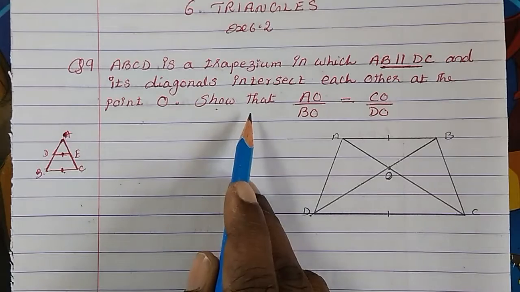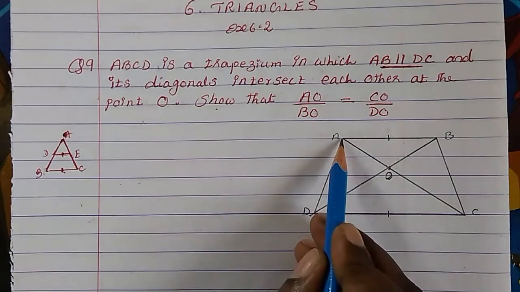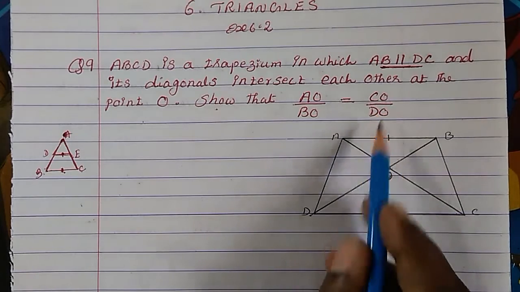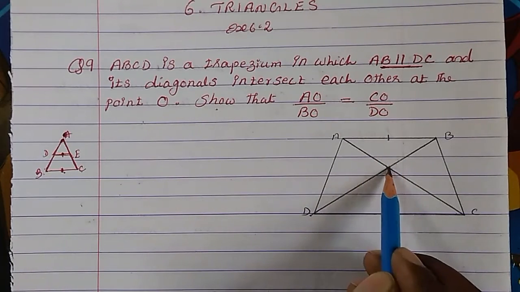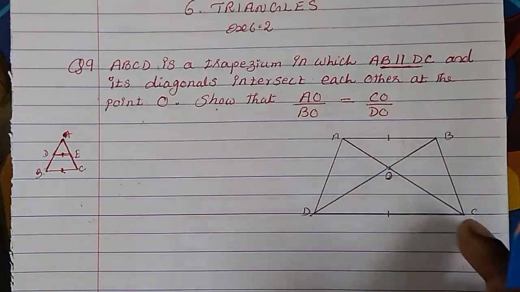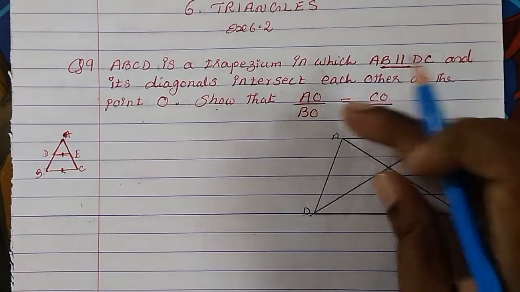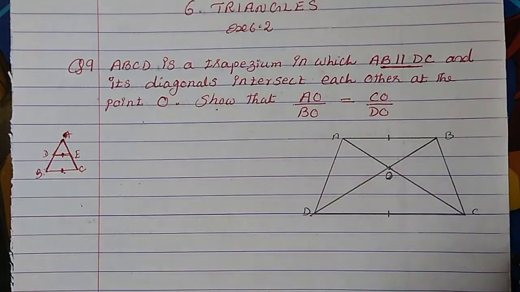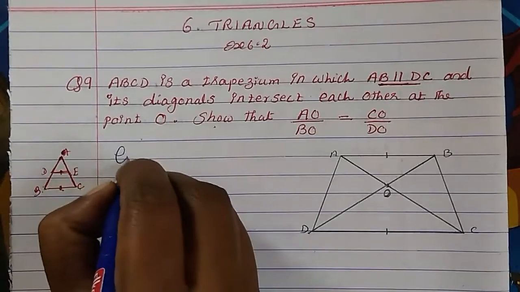Now, what we have to show? We have to show the ratio, that is AO upon BO is equal to CO upon DO. So these two diagonals are intersecting. That means the ratio of these two sides will be equal to the other two sides. Okay, so now what we have to do? Let us take now what are the things given to us. We'll write down.